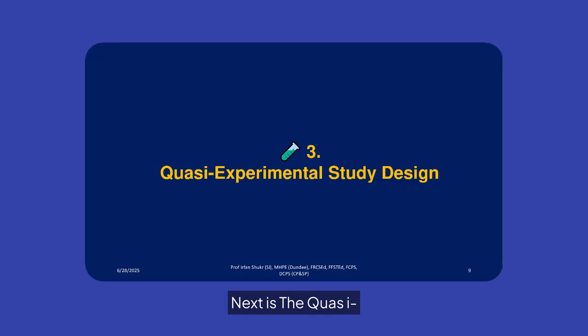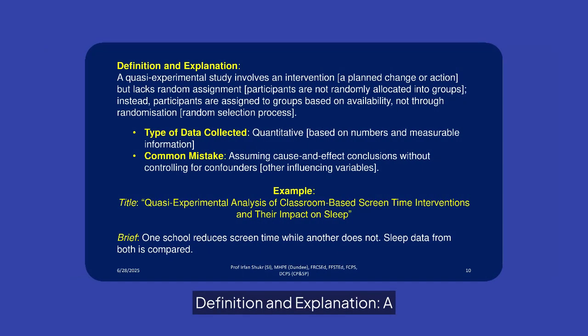Next is the quasi-experimental study design. It is more commonly used than experimental study designs, coming next. It is more practical, as in practical settings where randomization isn't feasible commonly. Definition and explanation. A quasi-experimental study involves an intervention, a planned change or action, but lacks random assignment. Participants are not randomly allocated into groups. Instead, participants are assigned to groups based on availability, not through randomization.